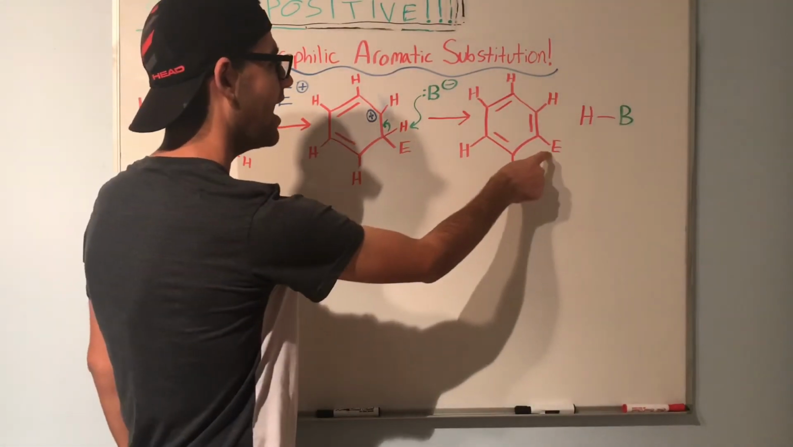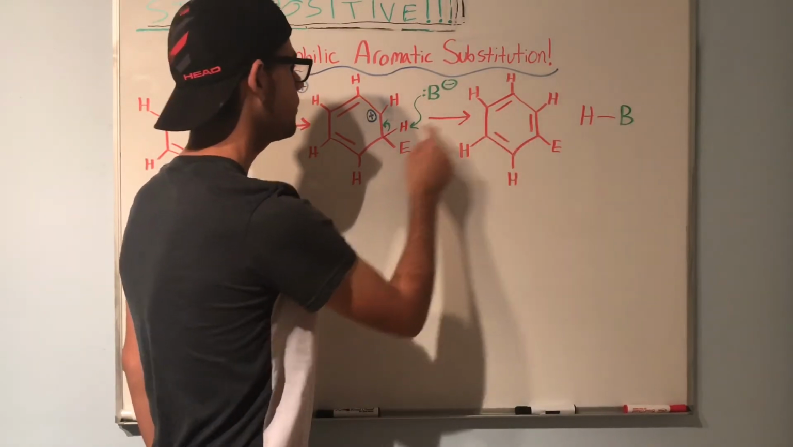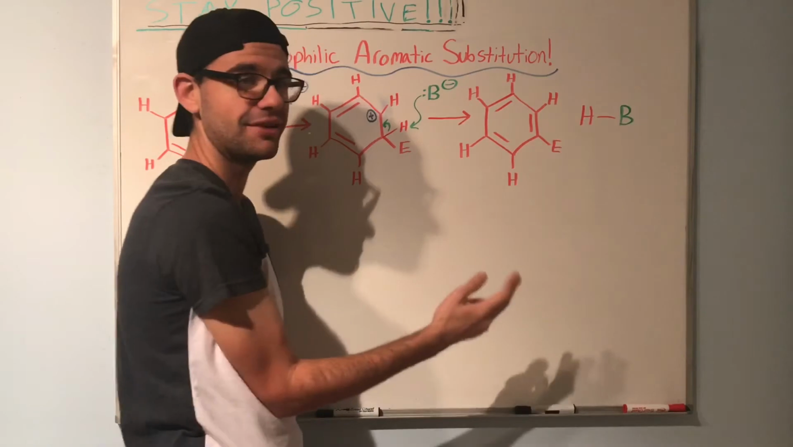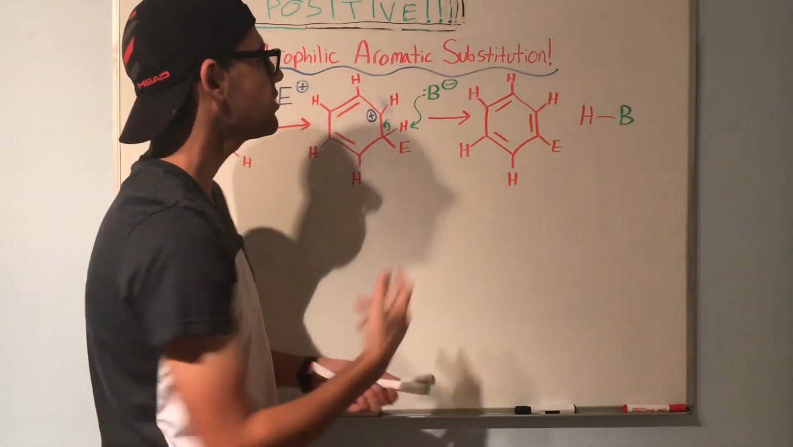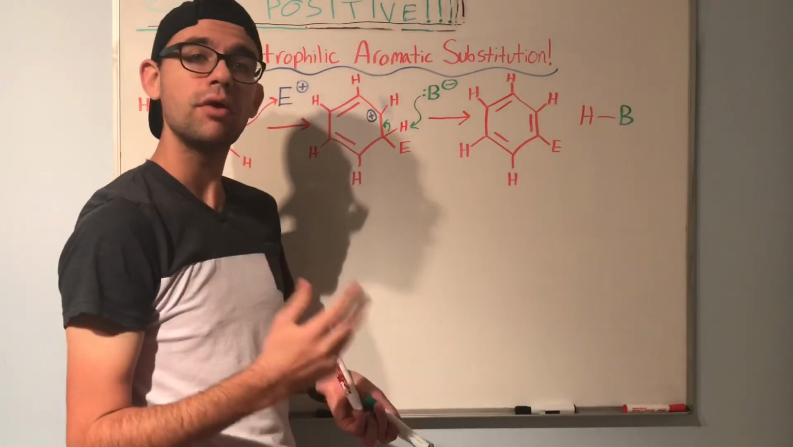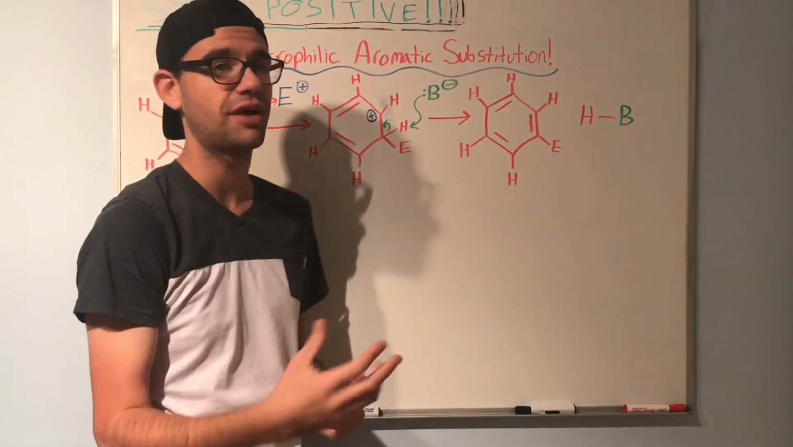So now that'll get us here. Notice that we still have our electrophile substituted onto the ring. We've restored our aromaticity by reforming that pi bond. And we formed the conjugate acid, HB, of the base that we used in the previous step. And so that's how we get an arbitrary electrophile E onto a ring. Most of the reactions will also involve a catalyst, but for now, I just wanted to give you the general mechanism.